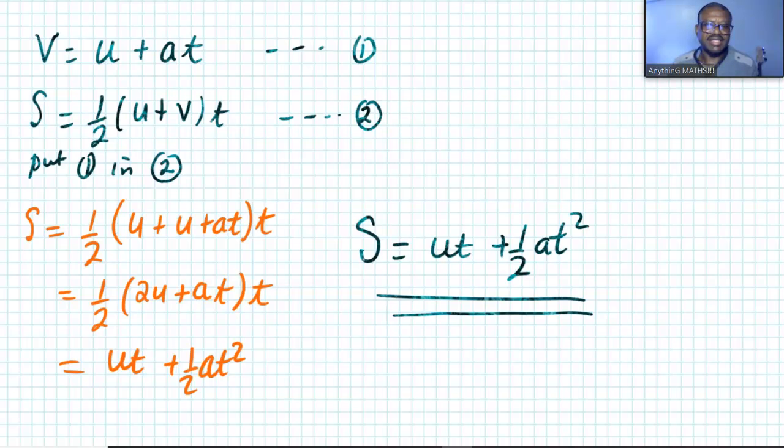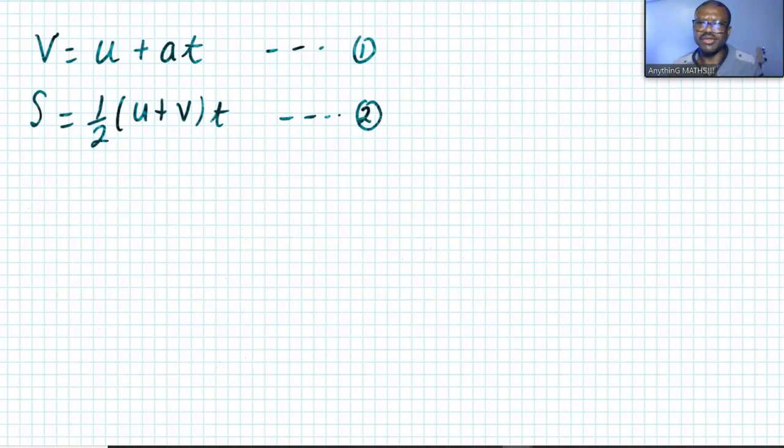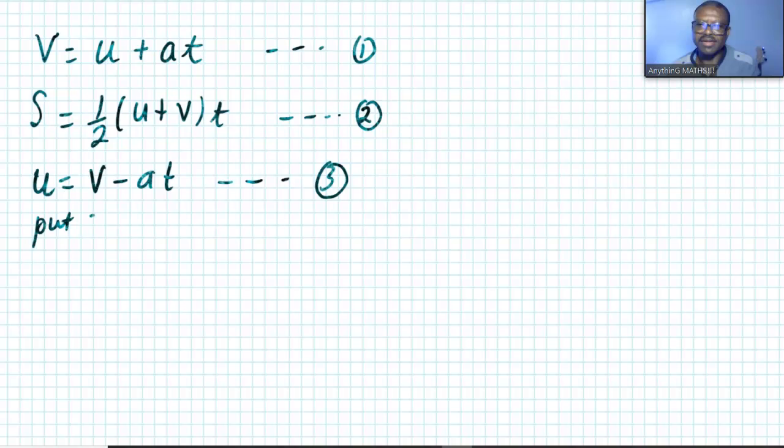Next, we want to express the displacement or the distance in terms of the final velocity. Let's look at how we're going to do that. From equation 1, we're going to make U the subject of the formula. So we can write U equal to V minus AT. We can label it equation 3. What we're going to do is put equation 3 into equation 2. So put 3 in 2.